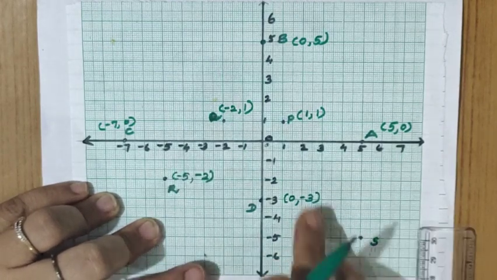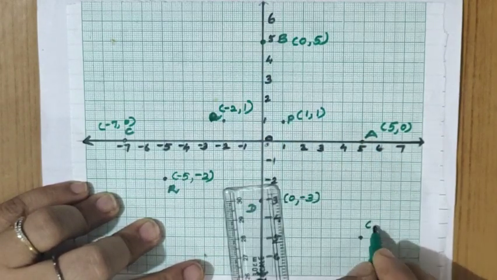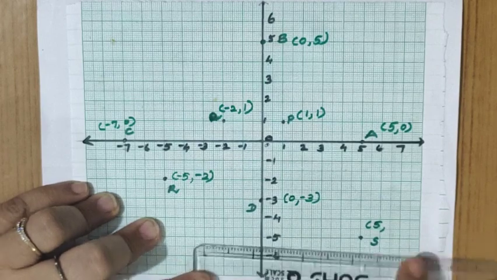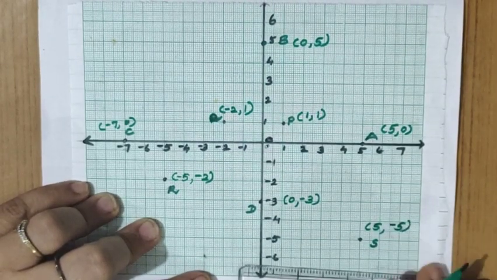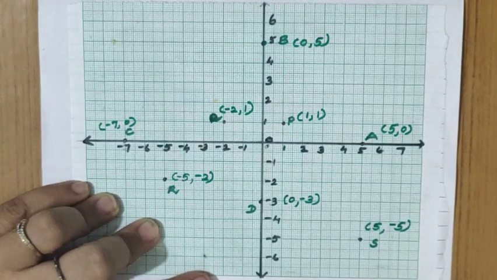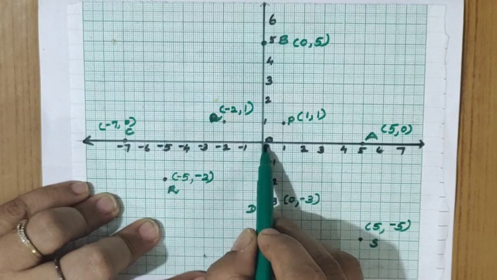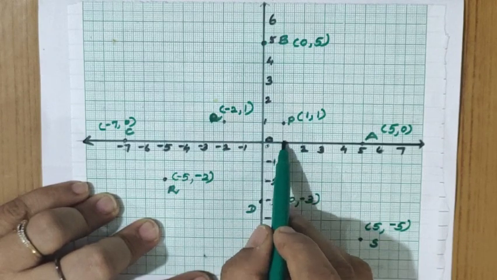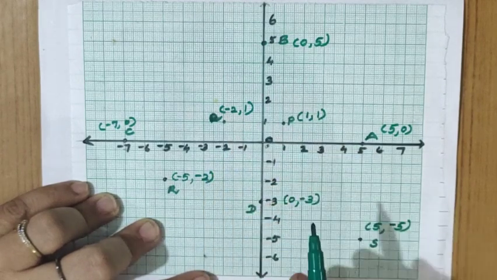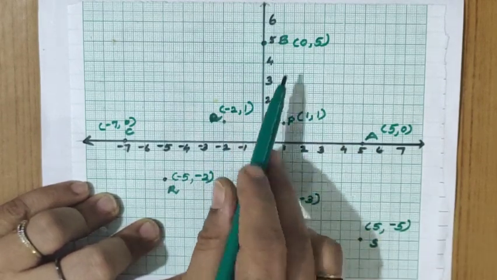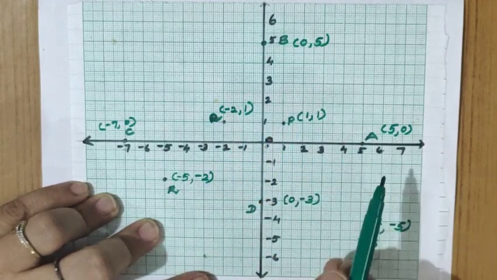Now the last point, that is S. So for reaching S, x-axis, what is the distance? 5. Along the y-axis what is the distance? -5. So 5, comma -5. Don't try with the perpendicular lines, just move the hand like this and learn. So x-axis one movement, y-axis also one movement, like that 1, comma 1. Again on y-axis means x coordinate will be 0 and y positive direction means 0, comma 5. Like that you should find and learn.